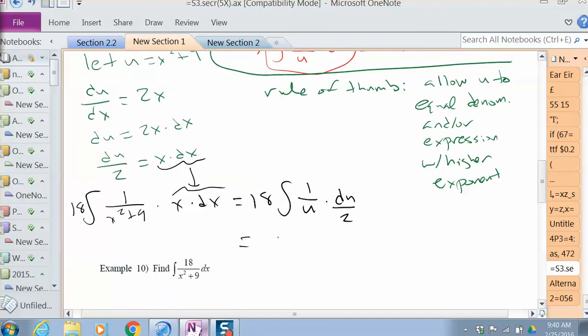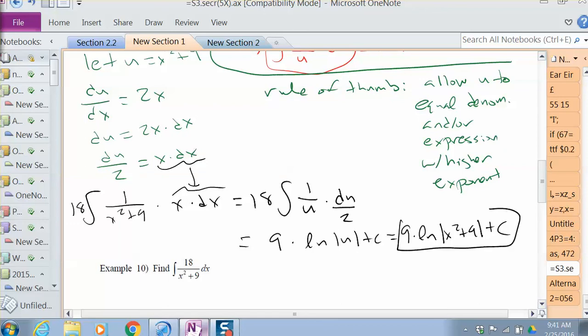So 18 and 2 cancel. It's 9 times natural log of u plus c, which of course is 9 times natural log of the absolute value of x squared plus 9. Which actually, we don't really need the absolute value because x squared plus 9 will never be negative, but just by habit, I'll keep it there. And so that's your antiderivative of example 9.